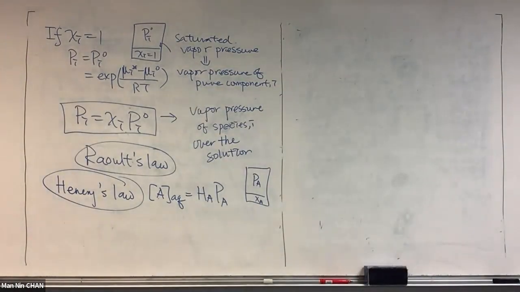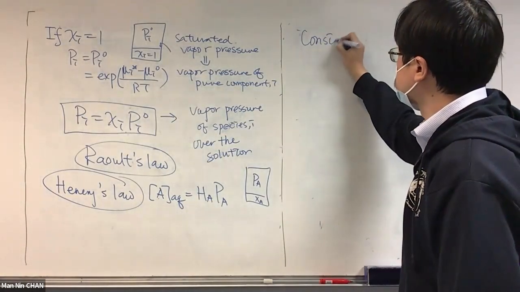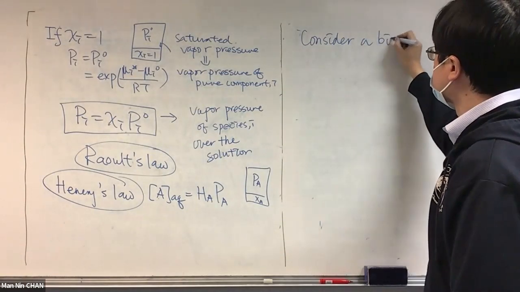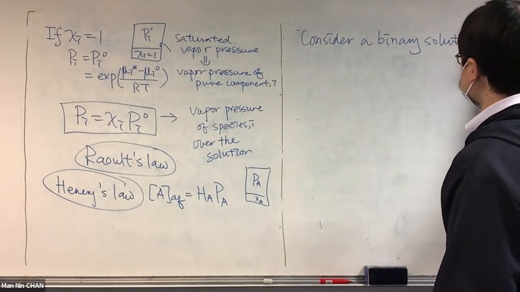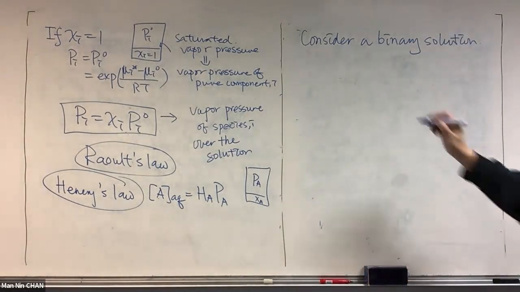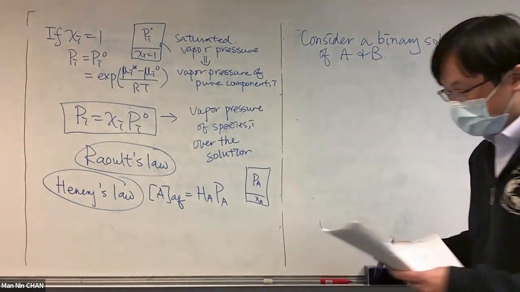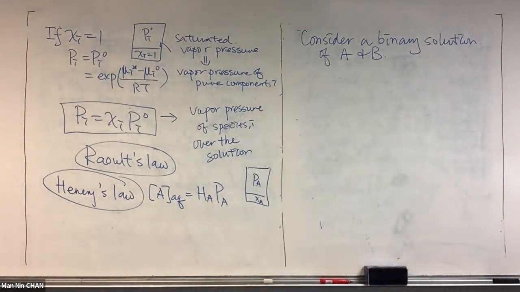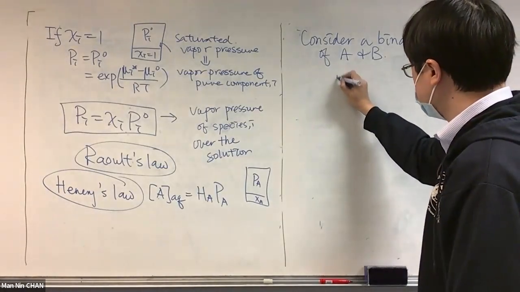So let's say we consider a binary solution. Just consider A and B. So we only have two species, A and B here. Okay. So then you will have a graph like this.